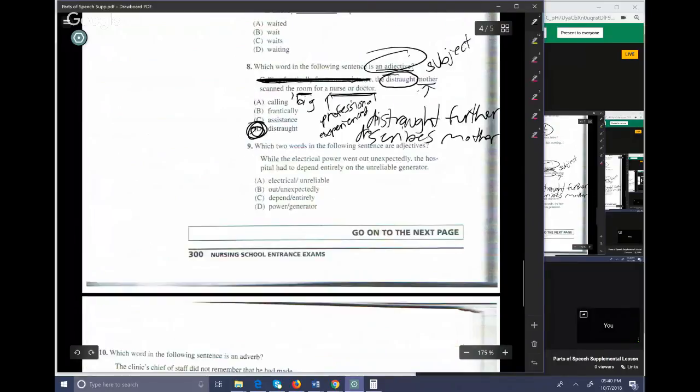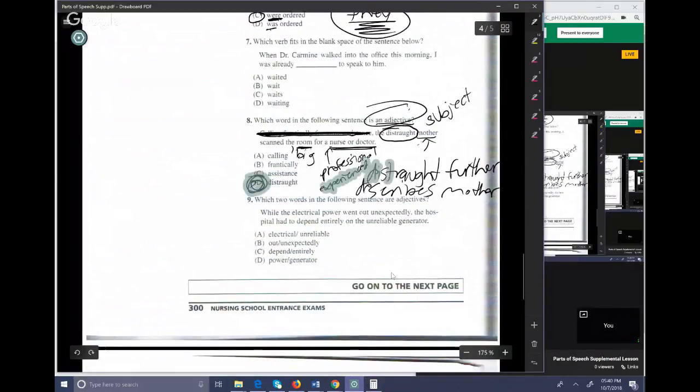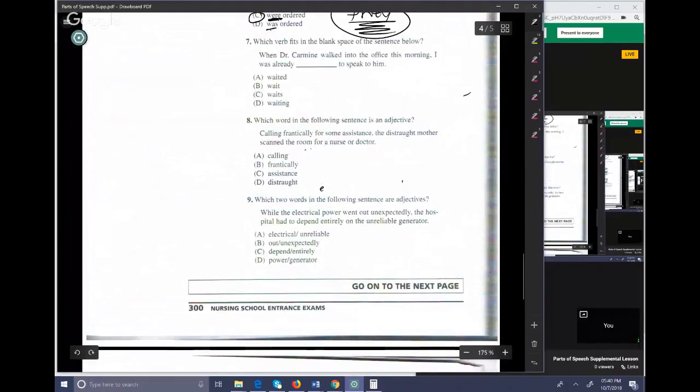The next question, number 9, I'll also do. This asks us to describe the adjectives. This one's going to have more than one, and each of the answers has more than one in it. So it says, which 2 words are adjectives? And again, we want to look at, can we zone our sentence down? And we can. While the electrical power went out unexpectedly, that's irrelevant. Our sentence begins right there where we're not in a transition phrase. The hospital had to depend entirely on the unreliable generator.